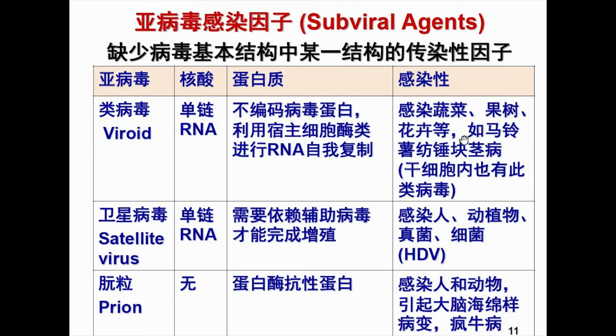Then it is only present in plants. Then satellite is like virusoid, which is also in plants. It helps the helper virus. Then prions are the ones which cause lesions, mad cow disease, something like that. So yeah, these are also done.